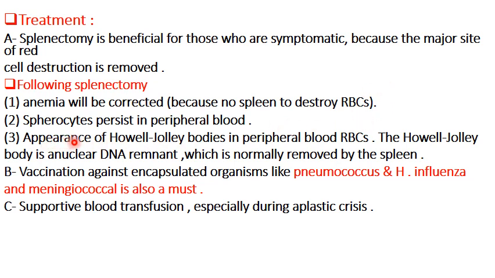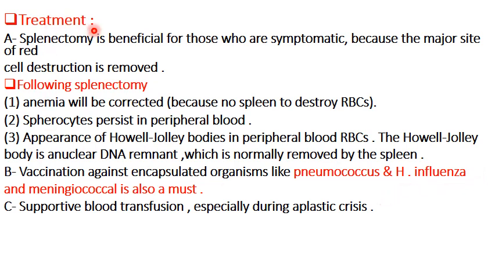But spherocytes still persist in the peripheral blood because the disease is still present in the patient and the problem is still in the blood. So the spherocytes persist. There is also the appearance of Howell-Jolly bodies. A Howell-Jolly body is a nuclear DNA remnant which is normally removed by the spleen. It is seen in the peripheral blood of patients with splenectomy.